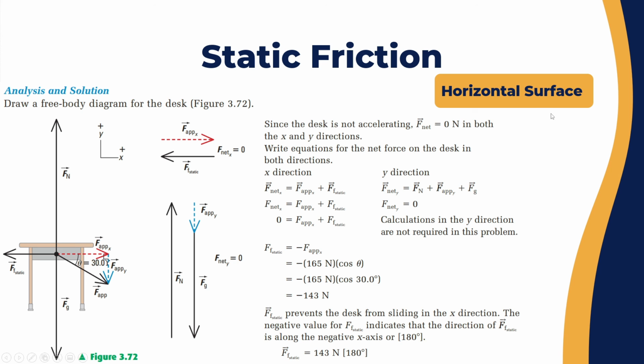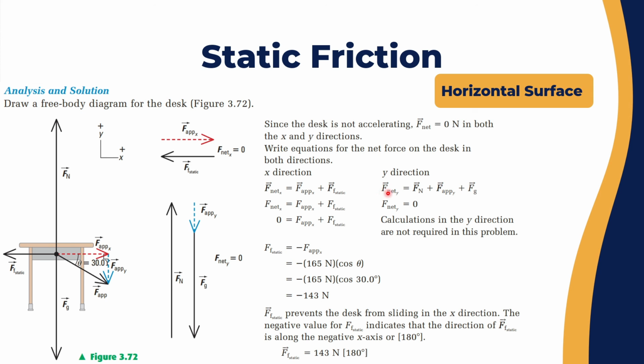So we write the equation for the net force on the disk in both directions. In the X direction, F net X equals F applied X plus the F static, and the F net X is 0. F applied X is F applied cosine 30. By rearranging those parameters, F static would be minus the F applied X, and F applied X is F applied times cosine theta. F applied is 165 newtons as given in the question, multiplied by cosine 30. That gives you minus 143 newtons.